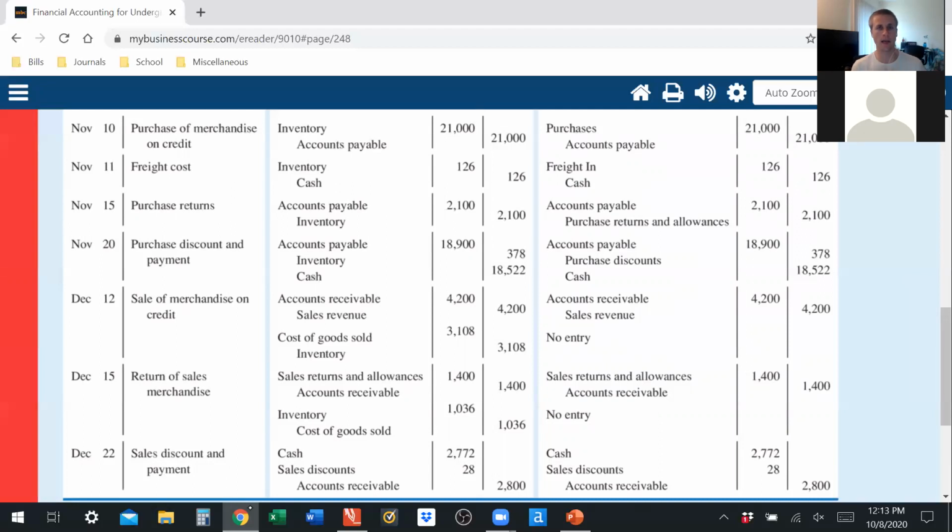They're just temporary accounts. You might wonder, why do we set them up? So that we can keep track of exactly the dollar value of what we purchased this period. This is the dollar value of what we returned this period. This is the dollar value of all of our discounts that we realized this period for paying within the discount period. We keep track of those things individually with these individual accounts.